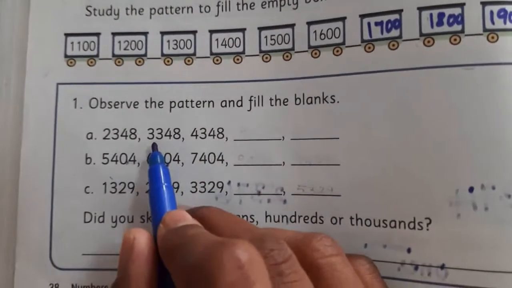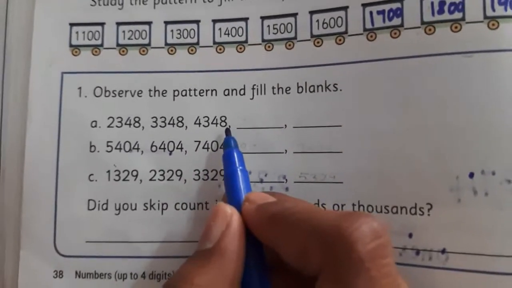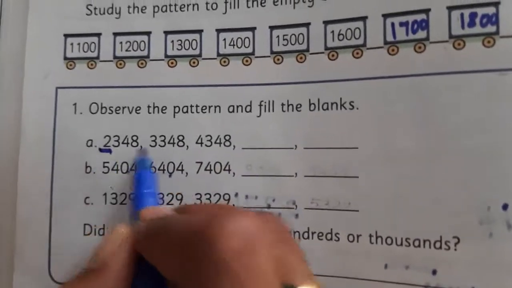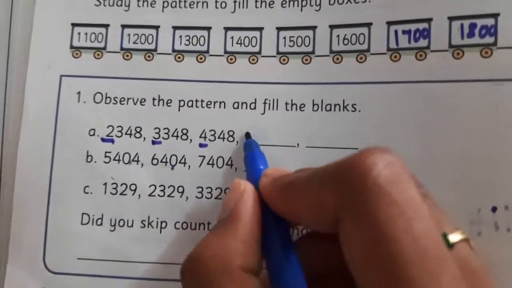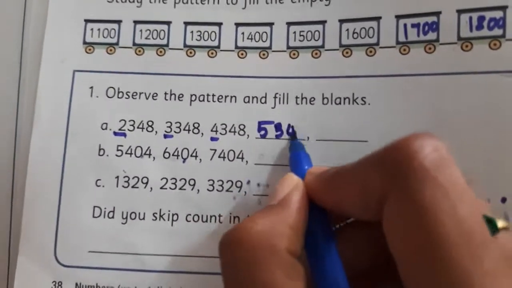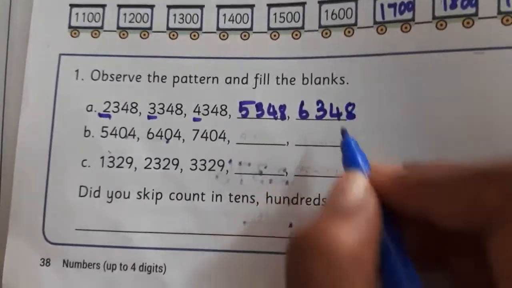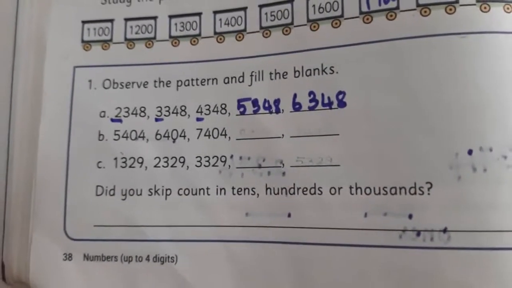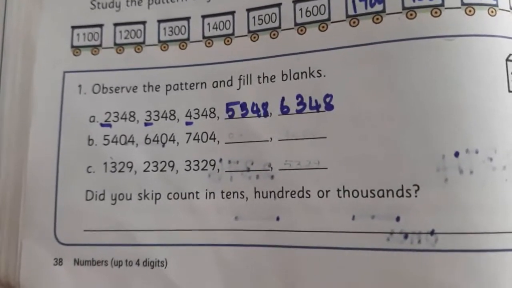So see, 2348, next 3348, 4348. So now you can identify which place has been changed here. Very good. It is the thousands place. So see the thousands place. Yes. So what is the next answer? Yes, very good. That is 5348. After that it is 6348. Okay, so this is the way you have to complete the pattern. Very important, if you have to complete the pattern, first you have to observe the given pattern.